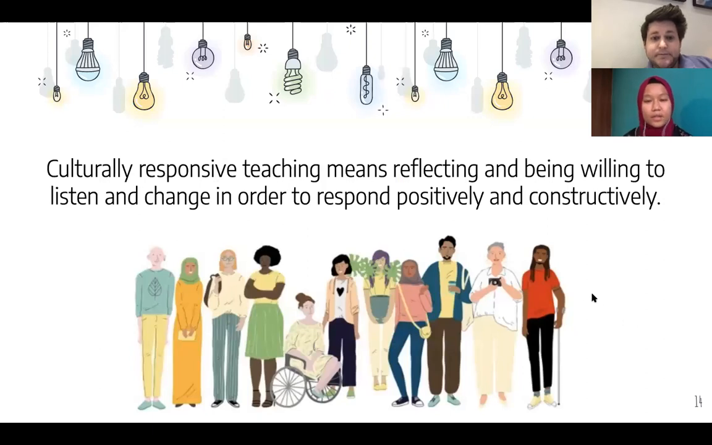All right, so then now we talk about creating that culturally responsive teaching that would help our learners, right? And so what is the definition of it? It means that we are constantly reflecting and being willing to listen, I think would be the most important thing, and to change our methodology so that we can respond to our students in a very positive and constructive way.